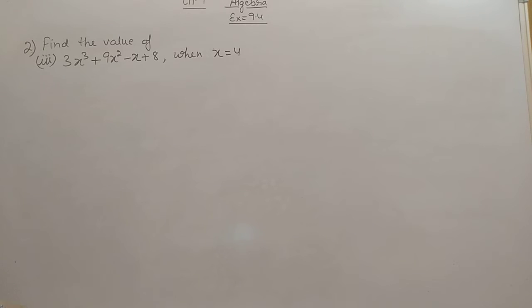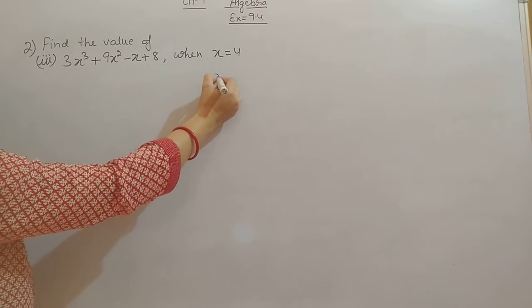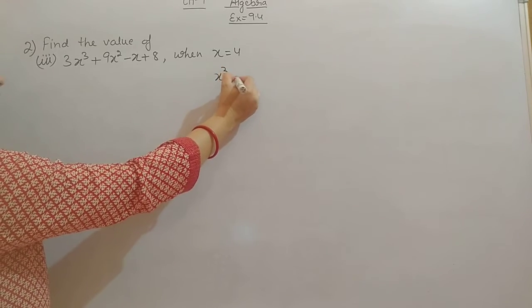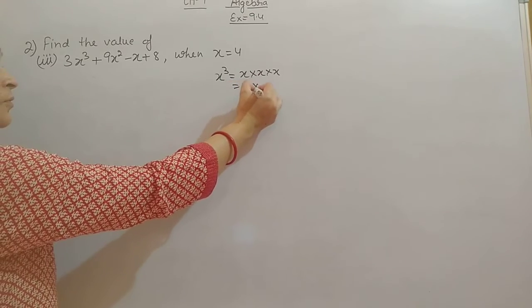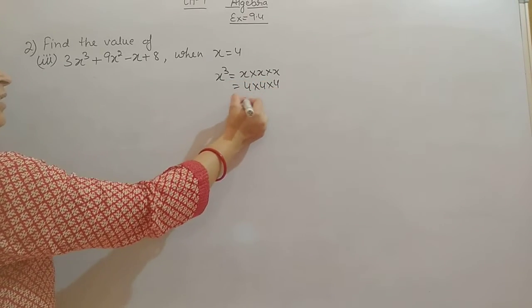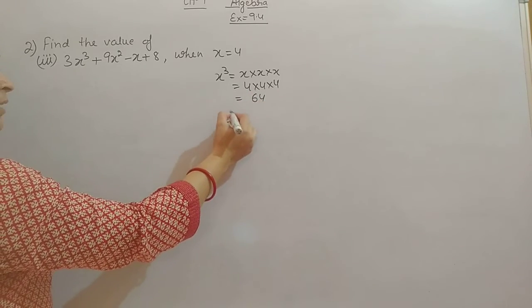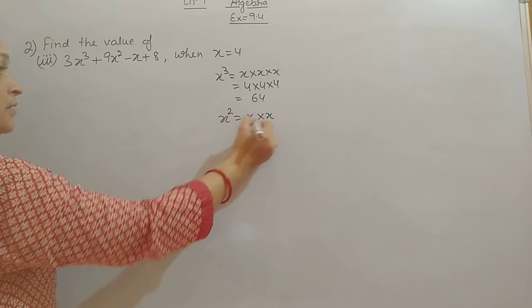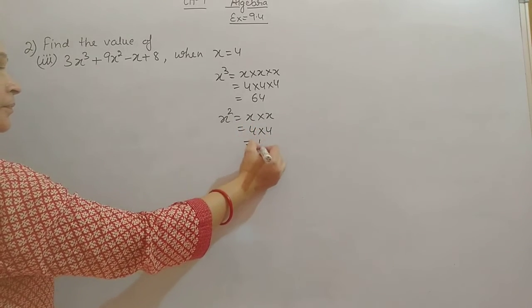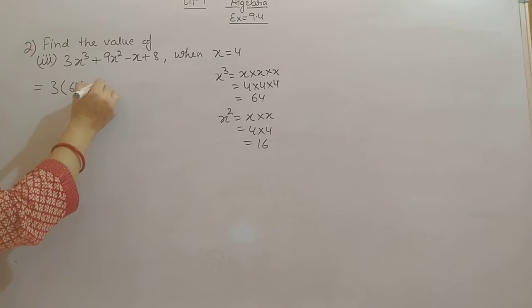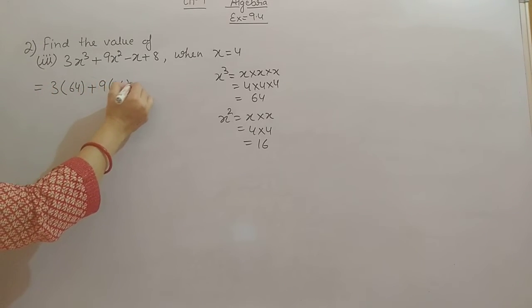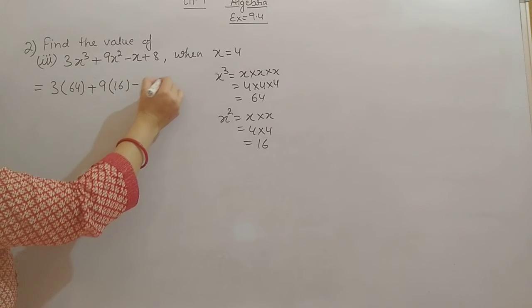Next, third part, we have to find out 3x cube plus 9x square minus x plus 8 value when x is equal to 4. So first find out x cube. X cube means x multiplied 3 times. X value is 4. So 4 into 4 into 4: 4 4s are 16, and 16 4s are 64. Similarly find out x square: x into x, 4 into 4 is 16. Now substitute values here. 3x cube value is 64, plus 9x square value is 16, minus 4 plus 8.